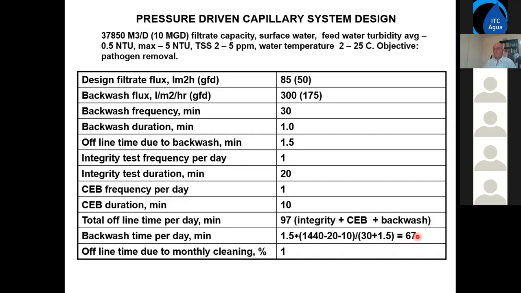And what is the other 30 minutes? Okay, so this is 67 minutes times 1.5. This is the offline time due to the backwash. Backwash takes 1.5 minutes. This is 67, and plus 20 plus 10, so 30 minutes, 20 for integrity, 10 for the CIB. So altogether 97 minutes out of 1440, the system does not produce water.